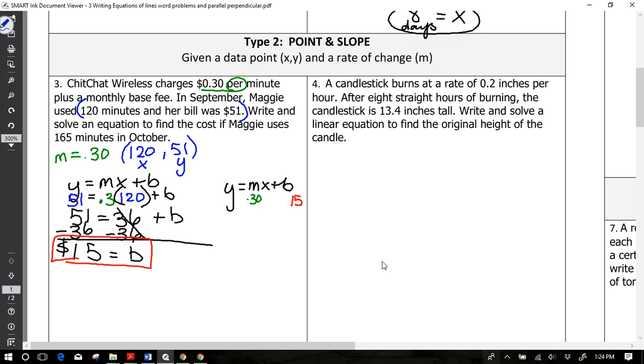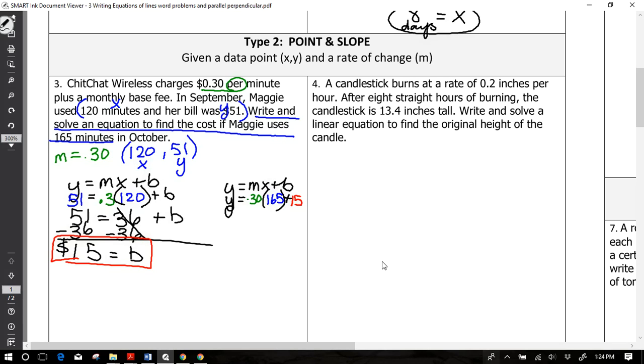So the last thing that they had asked me to do is write and solve an equation to find the cost if Maggie uses 165 minutes in October. So which variable represented minutes? Was it X or was it Y? And I can see that it was the X, okay? Y was the total cost. So I'm going to plug in 165 right here. Wrap this up in parentheses, add my plus sign, and bring down y equals. And I am ready to plug all that in.